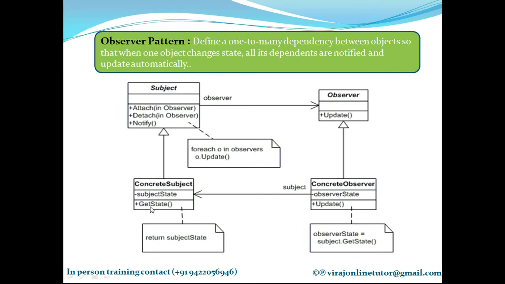Simple. Get state just returns this subject state. And what is observer doing? Observer has a function called update, and concrete observers are the actual observers. It is going to have an observer state. And what is this update doing? Update function is calling the get state of the subject, and whatever is the state of the subject, it is assigning that to observer state.